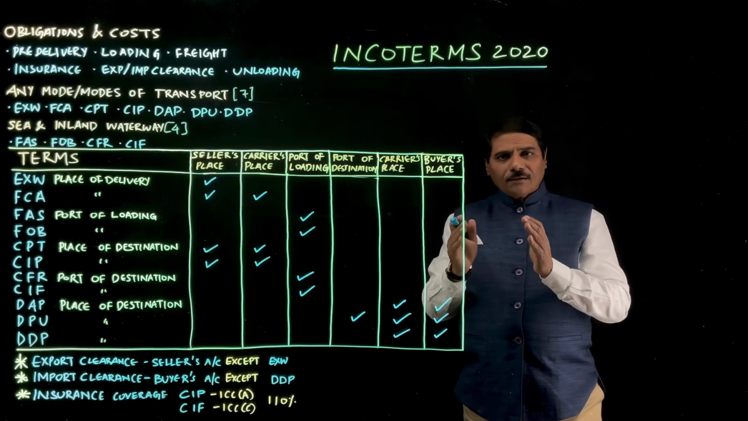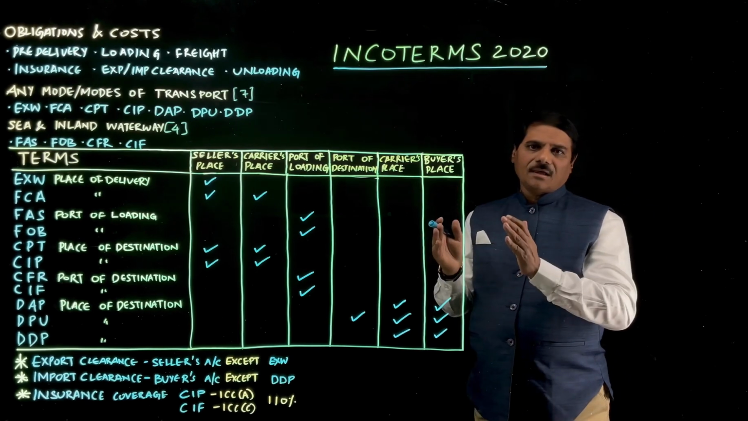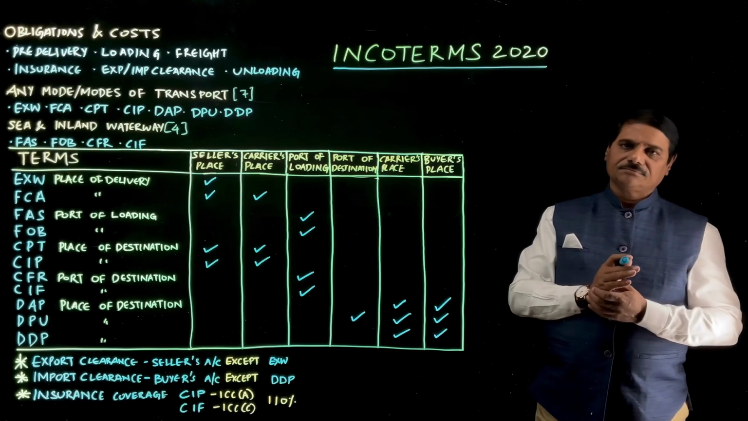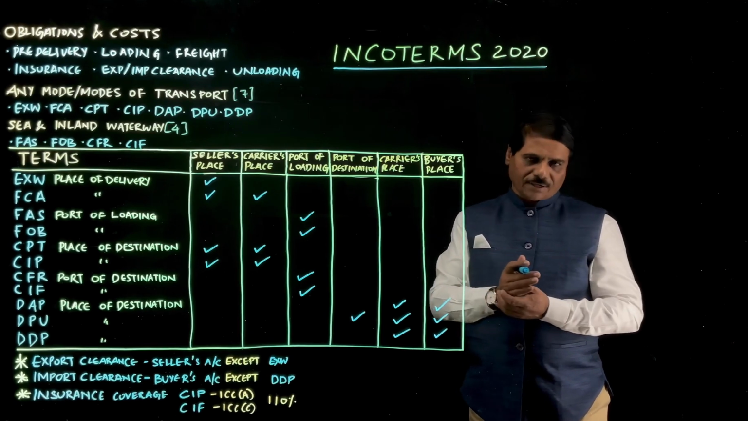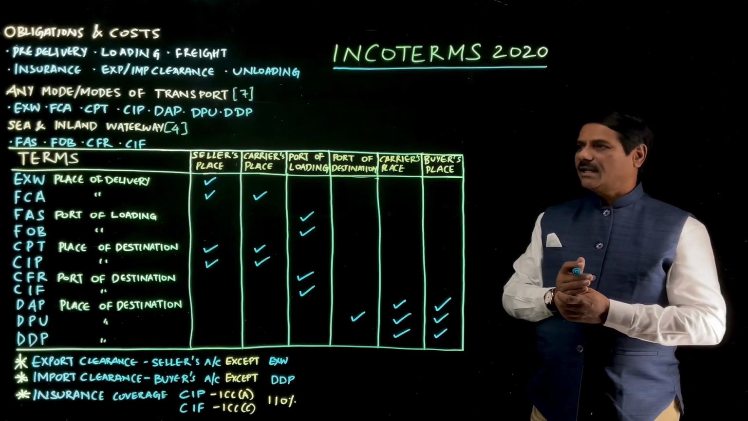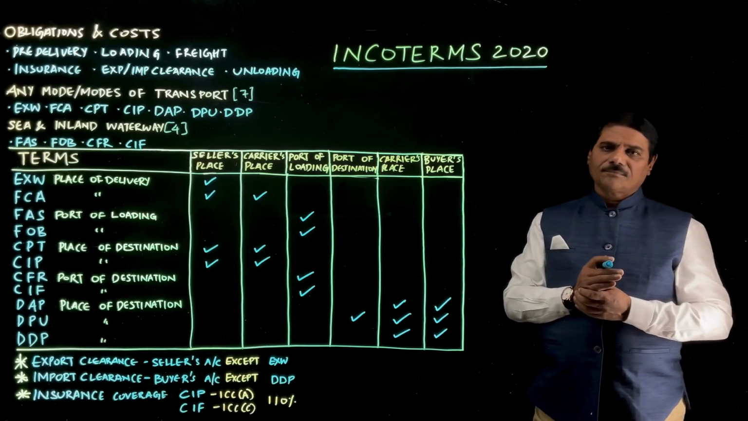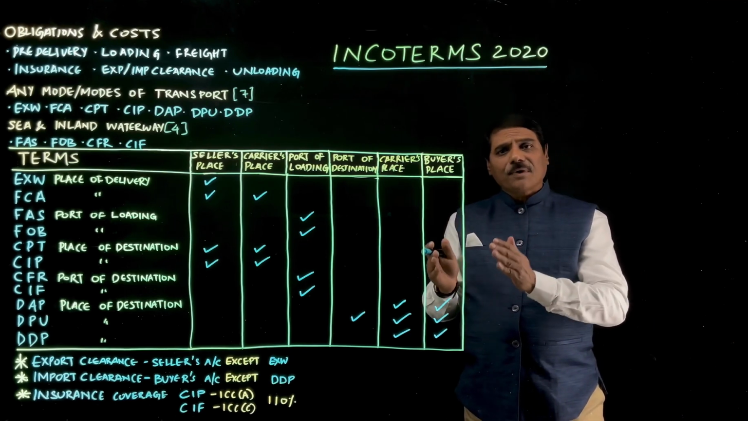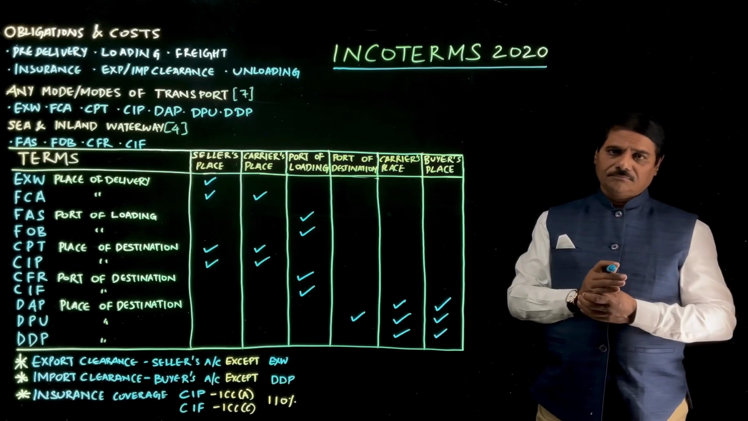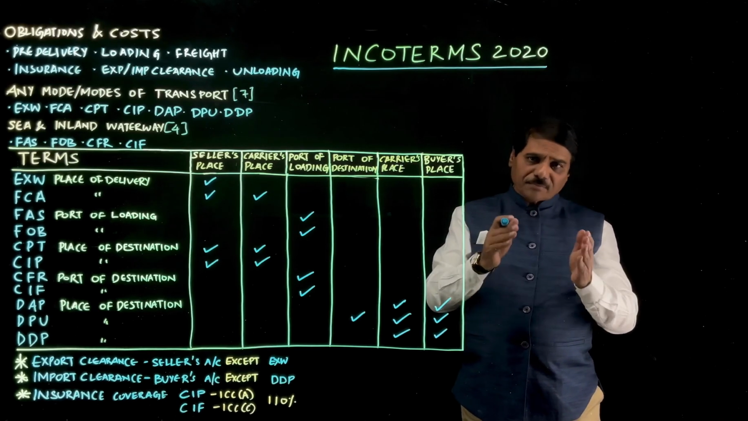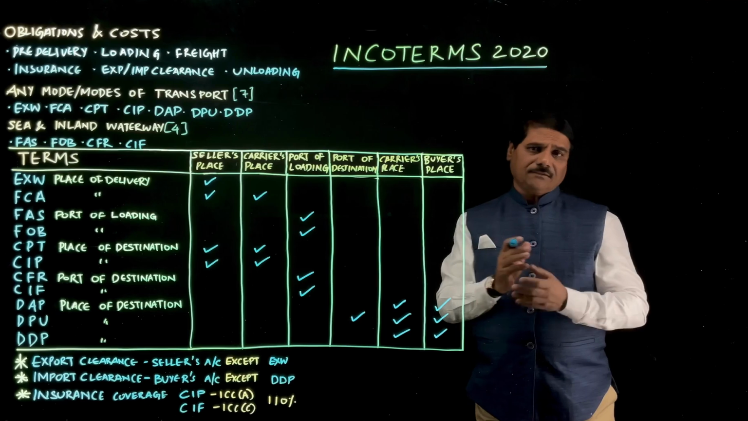So, the seller and the buyer must understand who bears all these costs and the obligations. Accordingly, they have to include them in the sales contract. Similarly, the transfer of risks: where the seller's risk passes to the buyer. What is the place of delivery, where the seller's risk passes to the buyer? Both the seller and the buyer must understand.